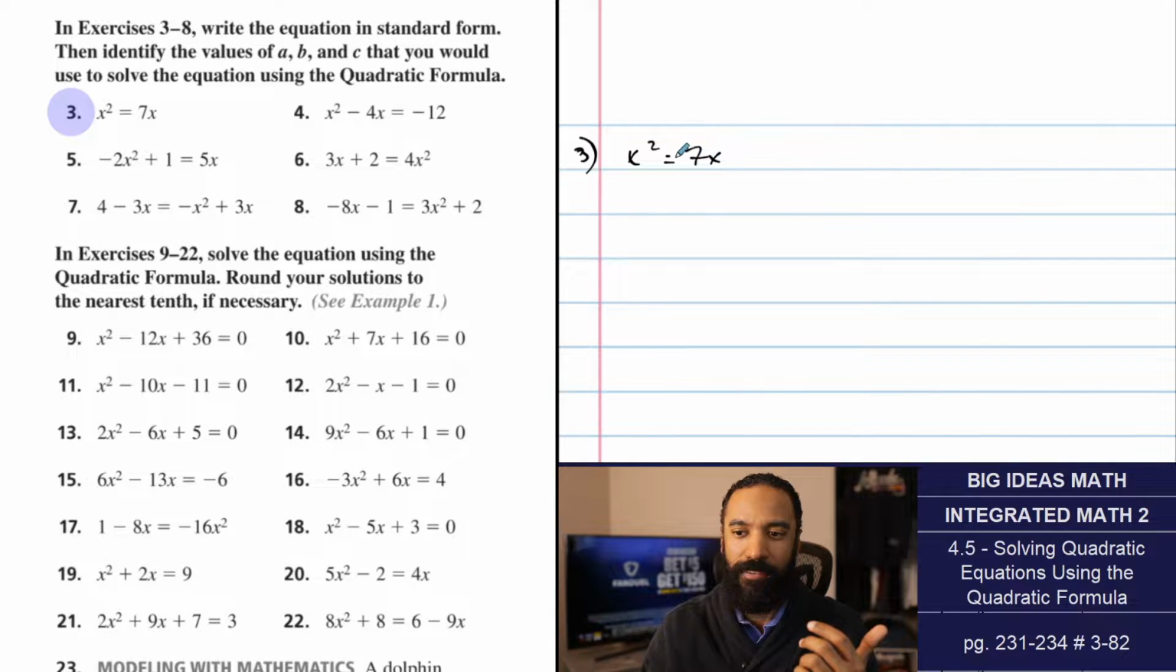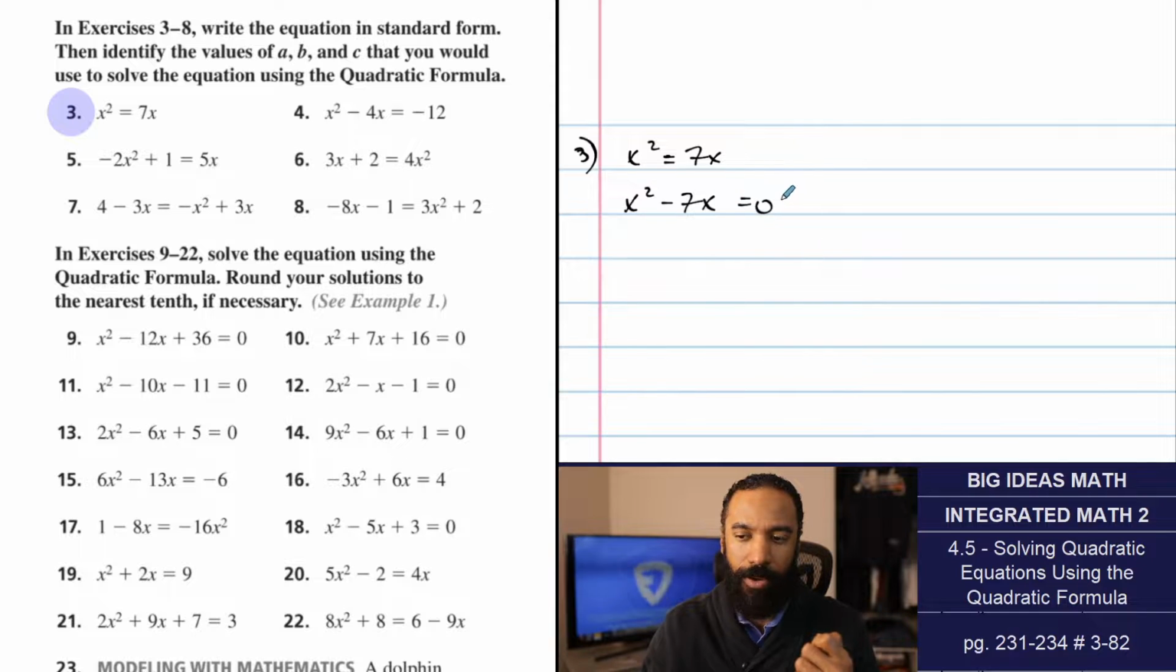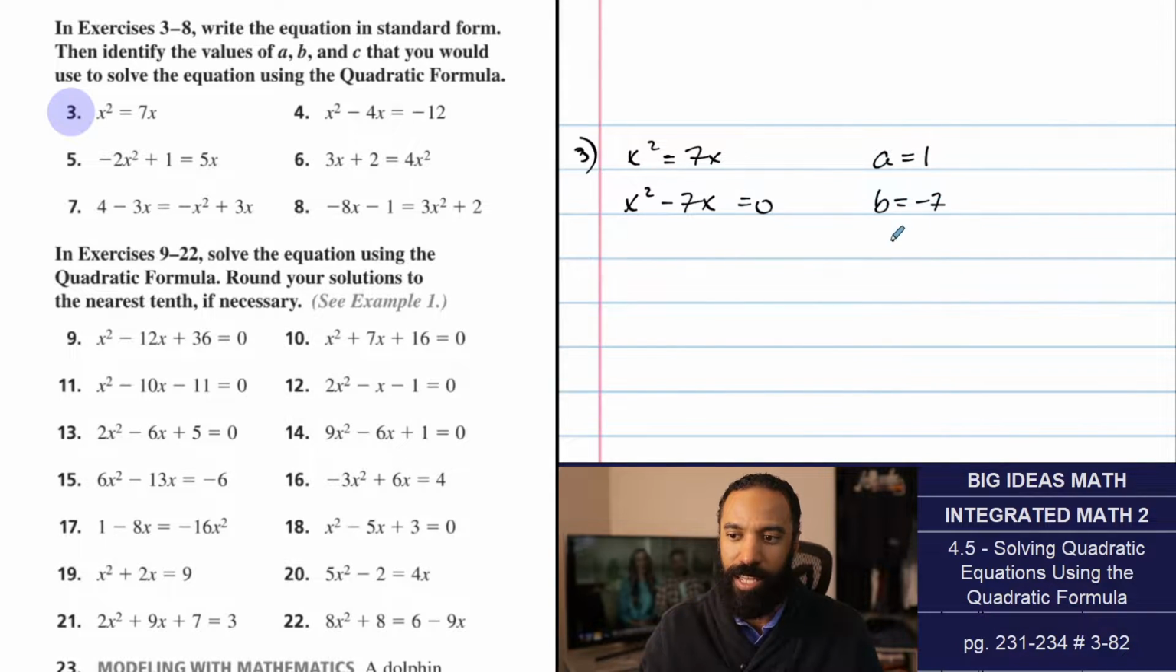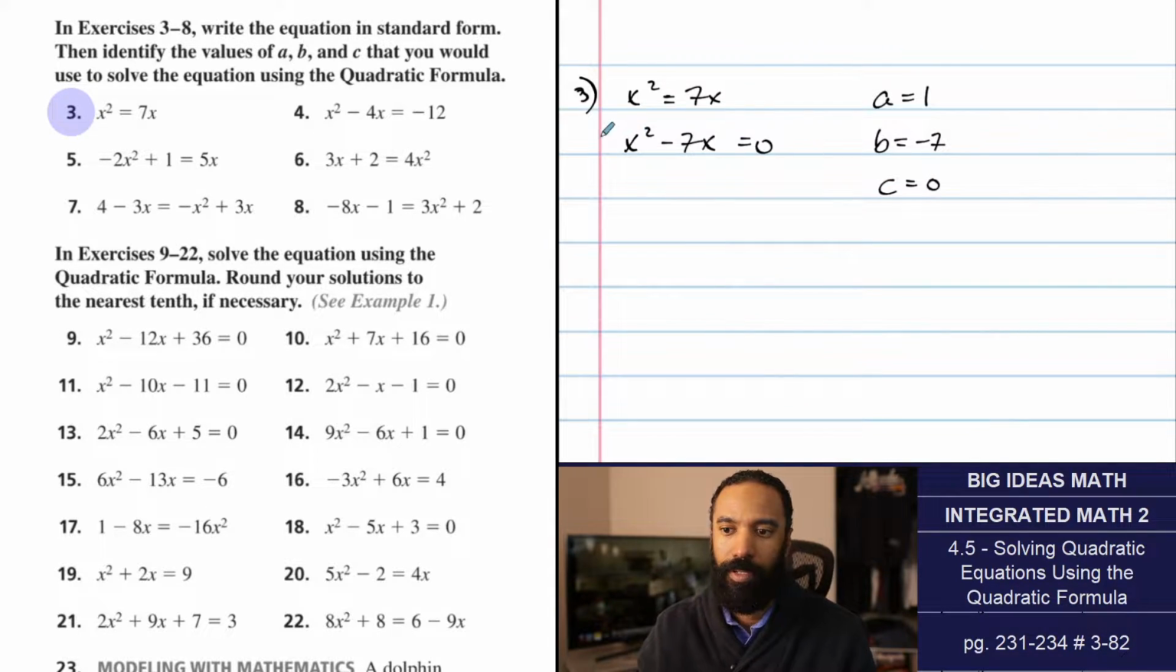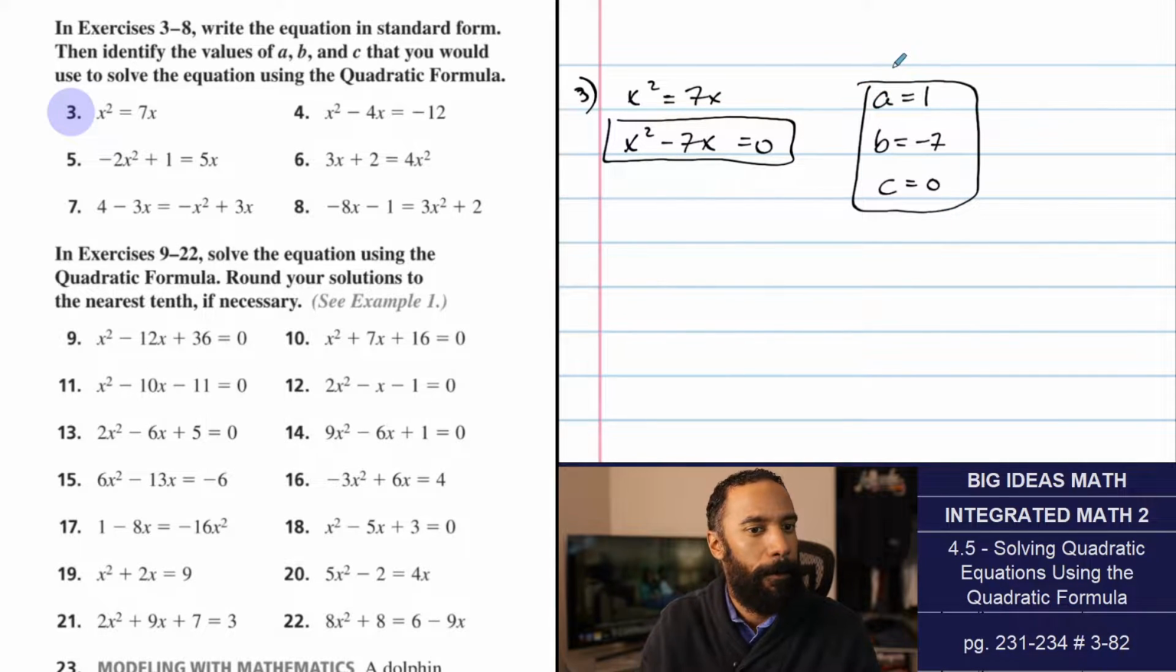x squared equals 7x. This is not in standard form unless I subtract 7x over, and now it equals 0. In this case, a is 1, b is negative 7, and c is 0. Negative 7 is the linear term, and the constant term is missing. It's basically a plus 0, right? So c is 0 there. That is number 3. Here's standard form. Here's the a, b, and c.